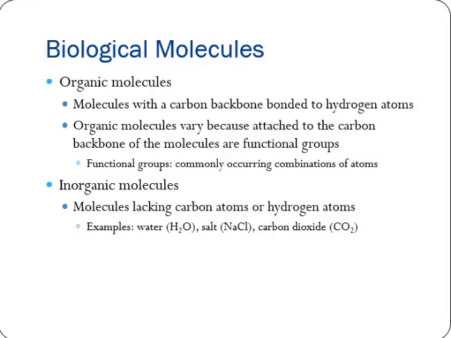Now, there are two types of biological molecules, in other words, two types of molecules that make up living things and the things inside of us, and those are organic and inorganic. Organic molecules are really loosely defined. They're molecules that contain a carbon and a hydrogen. There are some other scientific factors that determine what is organic, but for our purposes, an organic molecule has a carbon and a hydrogen. An inorganic molecule has either only a carbon or only a hydrogen, or neither.